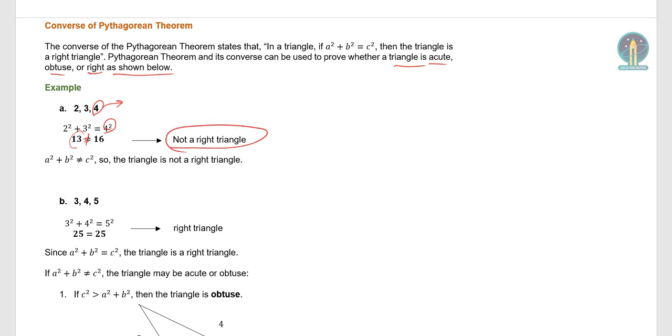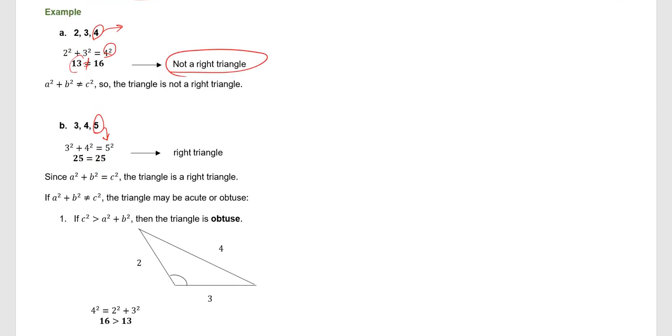Okay. Now let's look at this set of side lengths. Take the larger side, because again the hypotenuse would be the largest anyway, if this were a right triangle. So 5 squared is 25. And then we have 3 squared plus 4 squared is 9 plus 16, which is equal to 25. So this is a right triangle. Okay. Since this condition is met.